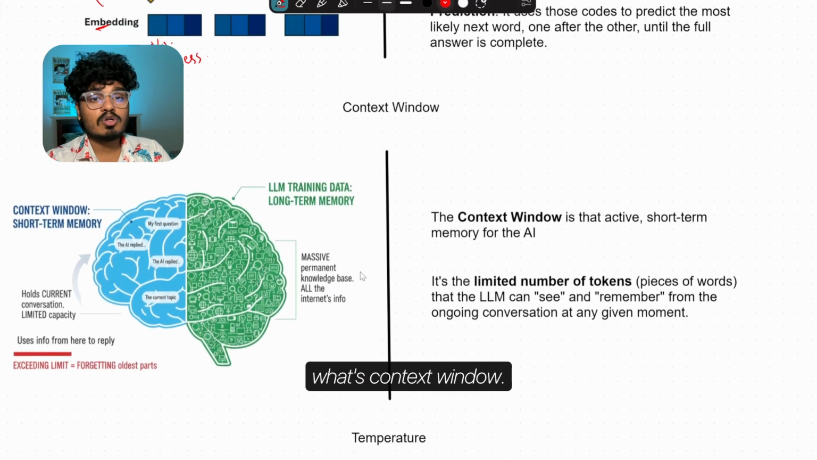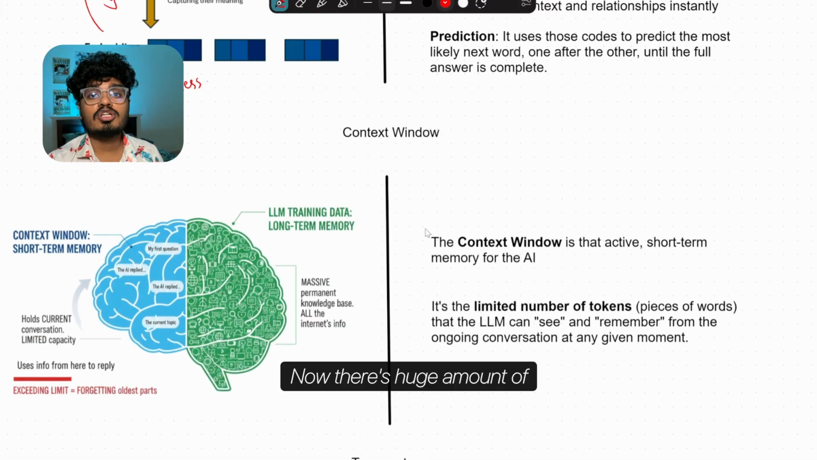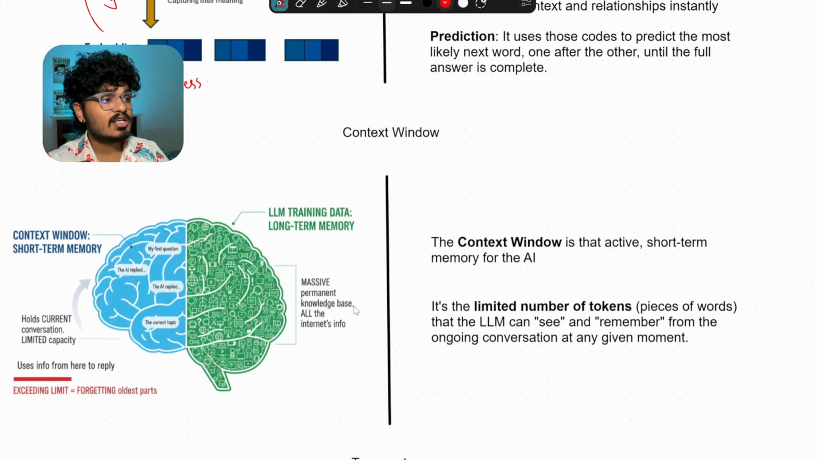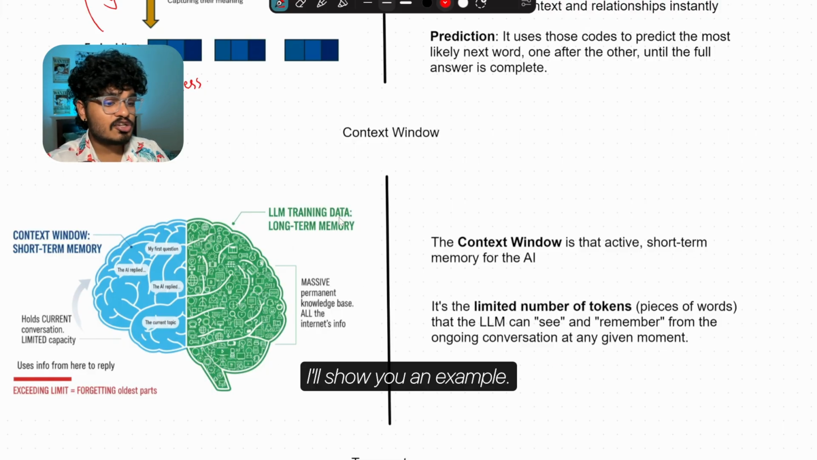Now let's understand what a context window is. There's a huge amount of data on which an LLM is trained. All of that data stays in the long-term memory of the LLM. So when you open up a chat and talk to an LLM, all that conversation goes into the short-term memory. That's called the context window. I'll show you an example.